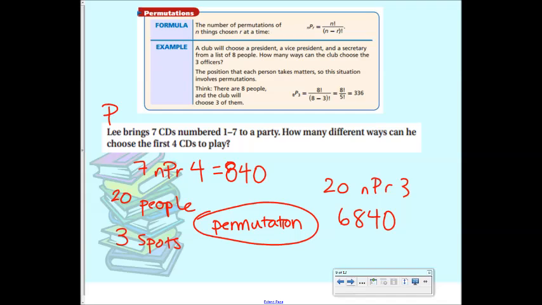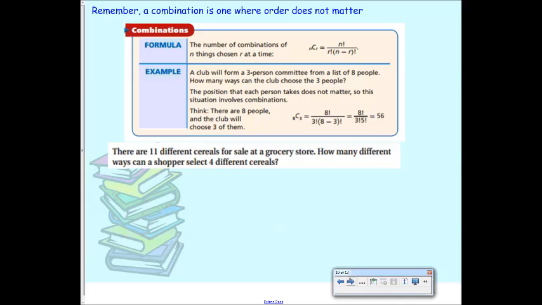Okay, so this one is a combination. There are 11 different cereals for sale at the grocery store. How many different ways can a shopper select 4 cereals? Because when you're shopping for cereal and you're going down the aisle and I know I'm going to buy 4, does it matter if I put my Reese's Puffs in the cart before I put my Frosted Flakes in the cart? No. Either way, am I going home with both of those? Yes. So I don't care about the order, which means this is a what? This is a C, which makes it NCR. And what's my first number? 11. And my second number? 4. And so when I do that on my calculator, 330.